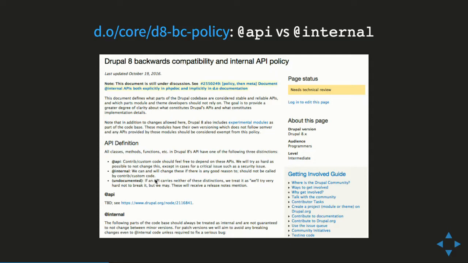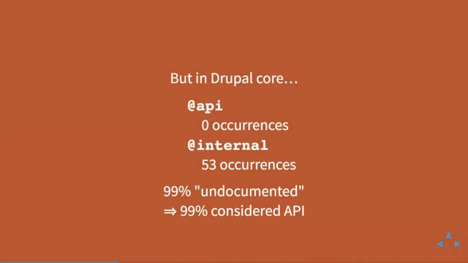And it says literally, if an API carries neither of these distinctions, so nor @API nor @internal, we'll try very hard not to break it, but we may. Which is, of course, a lot of things, and then it's going to be very hard to try very hard to not break the API, but then accidentally still do it. And as you can see, this document is still under discussion. So we have a backwards compatibility policy, but it's not fully fleshed out yet, and that's a problem as well.